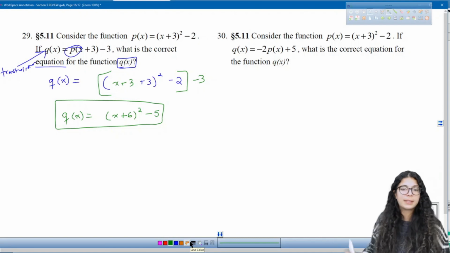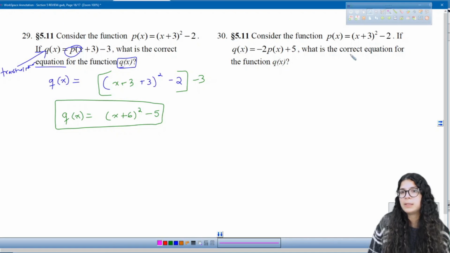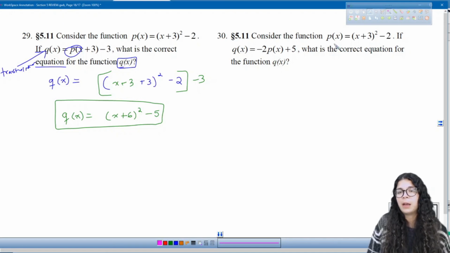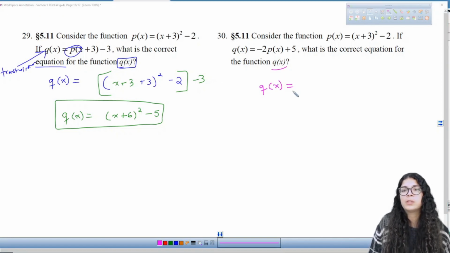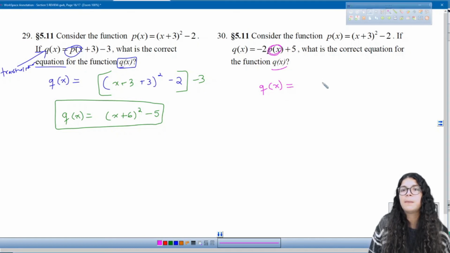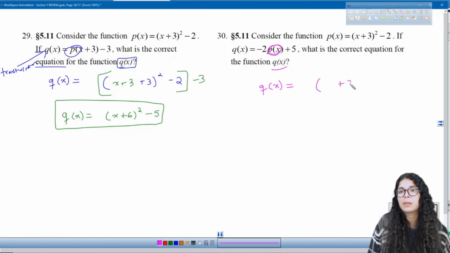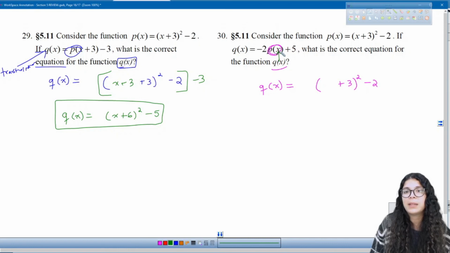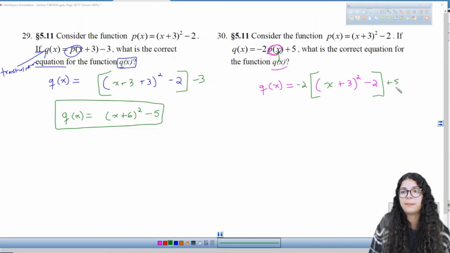All right, let's do another example. Number 30. So number 30, very similar question. It's asking the same thing, but obviously we have a different equation, a different transformation happening. So again, for q of x, we're going to use the function p of x, right? But that function p of x is not just p of x, right? But let's go ahead and write it with a blank. So p of x is input plus 3 squared minus 2. Now, what's happening to p of x? On the inside with x, the input is just x. And then on the outside, I need to multiply by a -2 and add 5, okay?